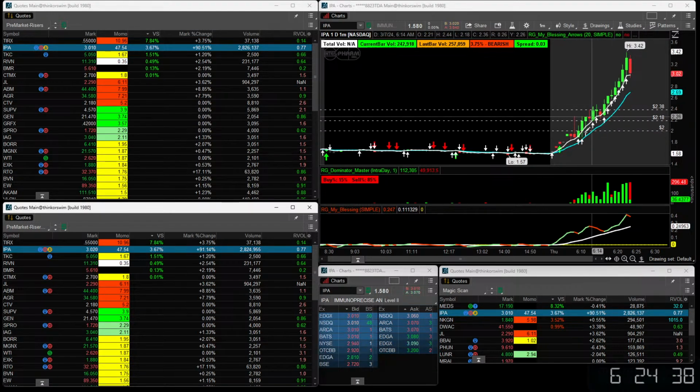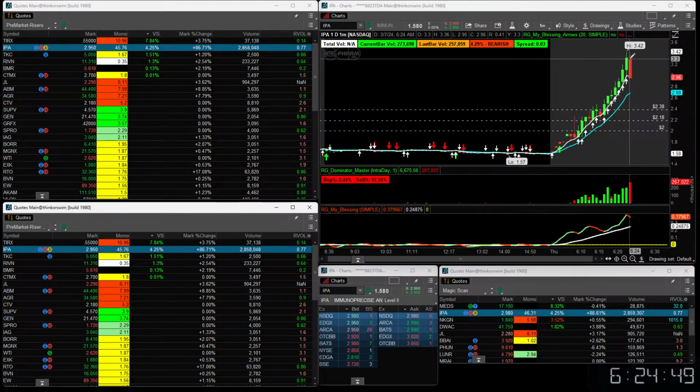So we learned about it right here where I started marking these support and resistance levels. This is how good it is. And look where we are now. From $2 all the way up to $3.42. So that's $1.42 a share had you held on to it.